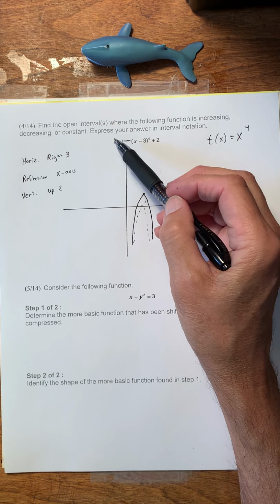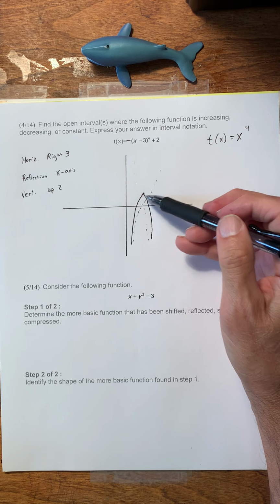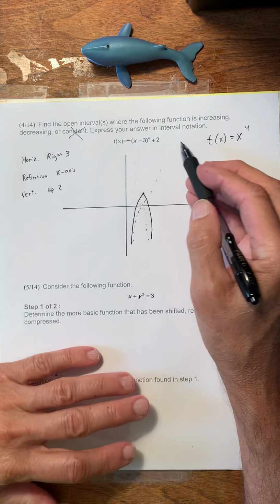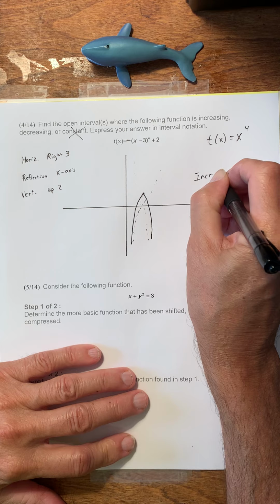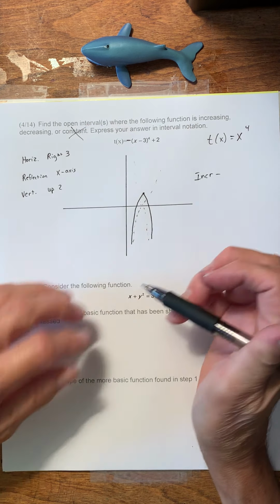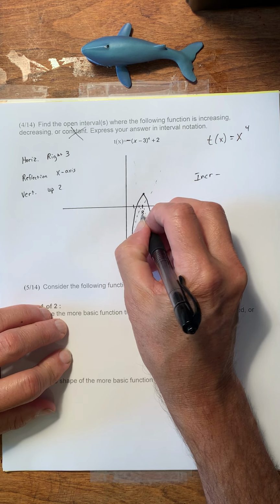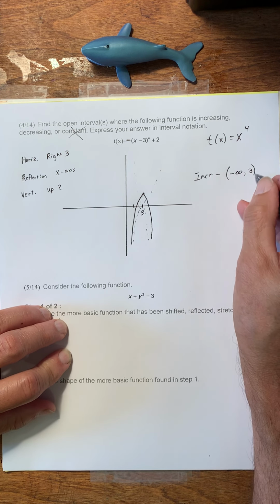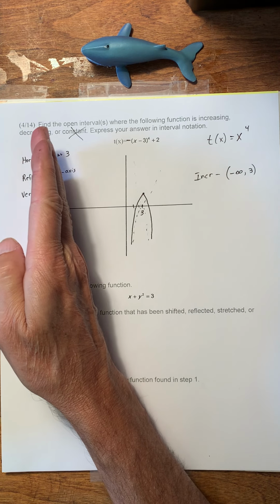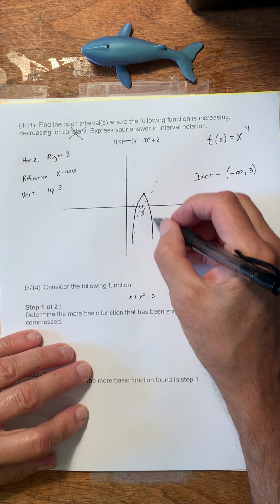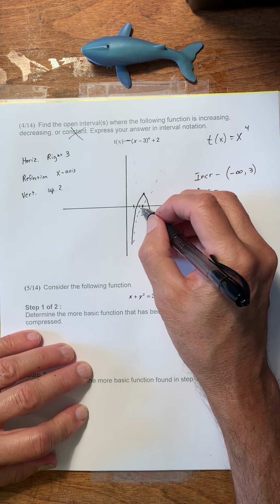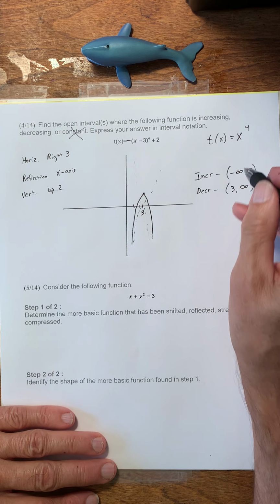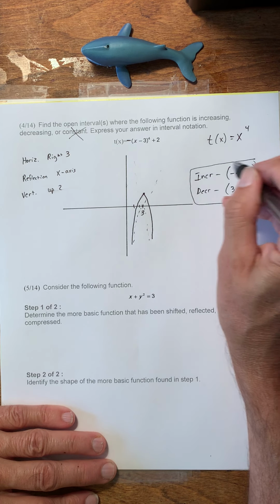It says find the open intervals where the following function is increasing and where it's decreasing. Obviously there's no constant part, so I don't have to worry about any constant part. So I'm going to choose increasing, and it is from, on the x-axis, from -infinity all the way to 1, 2, 3, all the way to +3. Remember, I use parentheses here. So it's increasing on the x-axis from -infinity to +3, and it starts to decrease at 3 all the way to the right, all the way to infinity. So that's what they're looking for, the interval notation.